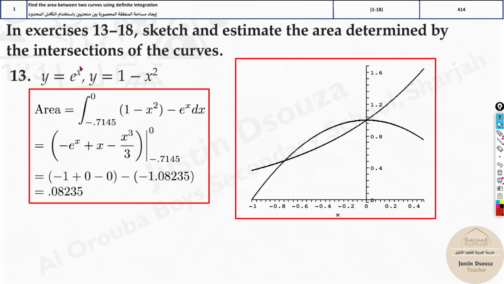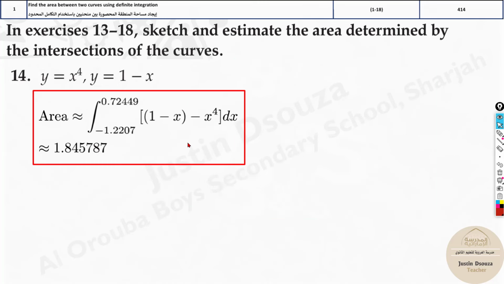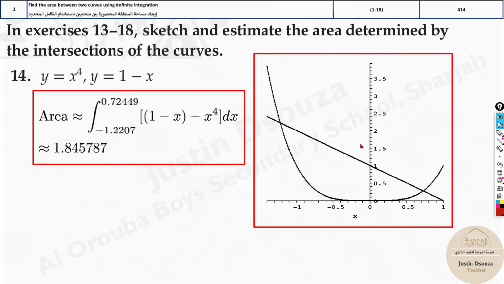You don't need to graph it up. Just make them equal. Maybe it's a quadratic or cubic. Find the limits and directly use the formula. Doesn't matter which is upper or lower, you will get the answer anyways. Same way over here. Please do try them by yourselves.